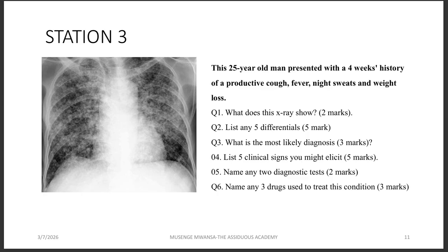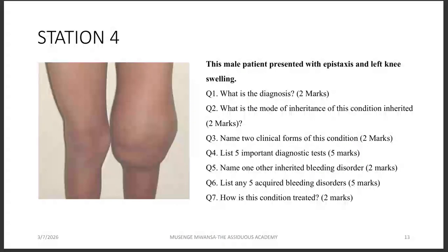Okay. Please know the side effects. And why do we use pyridoxine when you are treating people with TB? Know that. Okay. The next question: a male patient presents with epistaxis and left knee swelling. What is the diagnosis?